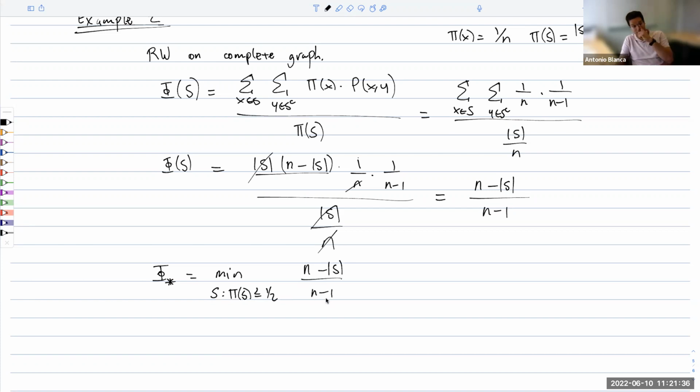Which means that this is getting smaller as S increases, but we cannot take S too big because otherwise it will violate the condition that it is less than or equal to 1/2. So the best thing here is to take S to be any set of size roughly n over 2. I mean, n over 2 if n is even. If not, you take n minus 1 over 2. And once you do that, you get to see that this is roughly 1/2.